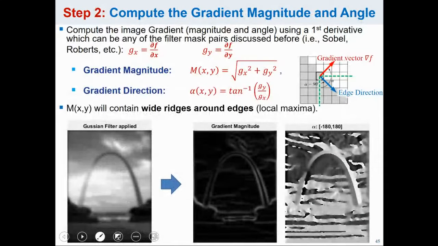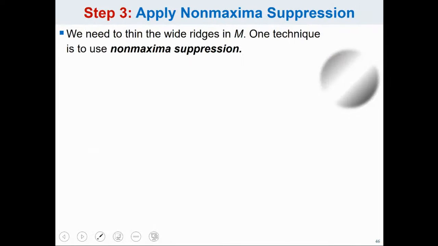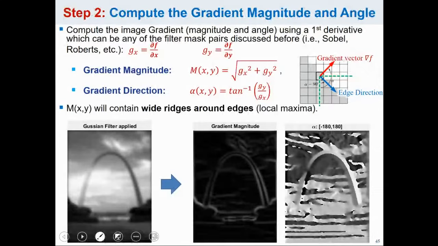Second step, compute the gradient image. Again, you can just use the Sobel, the Roberts, whatever. Usually we use the Sobel in this step. So we'll take that Gaussian smoothed image, and that will produce for me the gradient magnitude and the gradient angle images. Then apply non-maxima suppression on the gradient magnitude image.